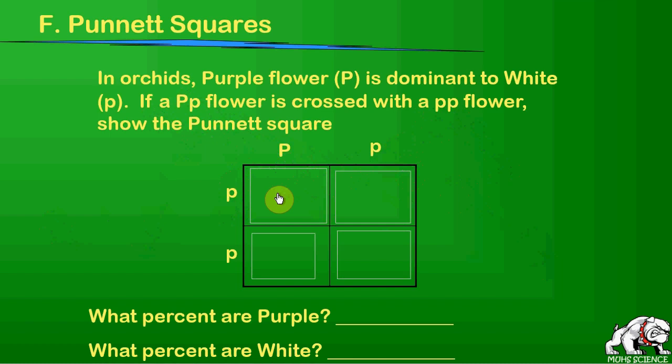So this box right here is going to be a capital P, lowercase p, and this box right here will be two lowercase p's, and this box right here will be capital P, lowercase p, and then lastly we have two lowercase p's.